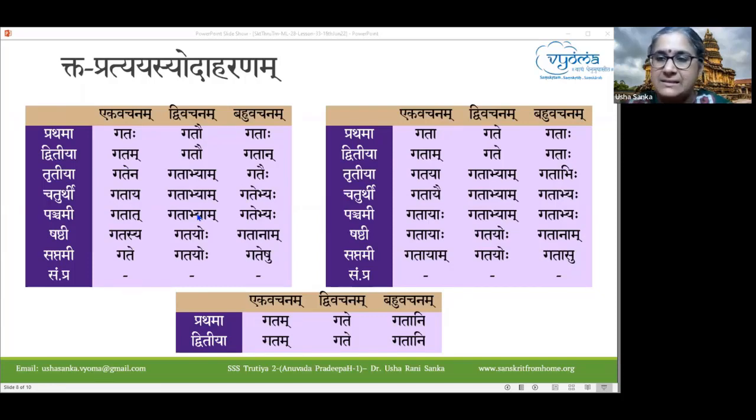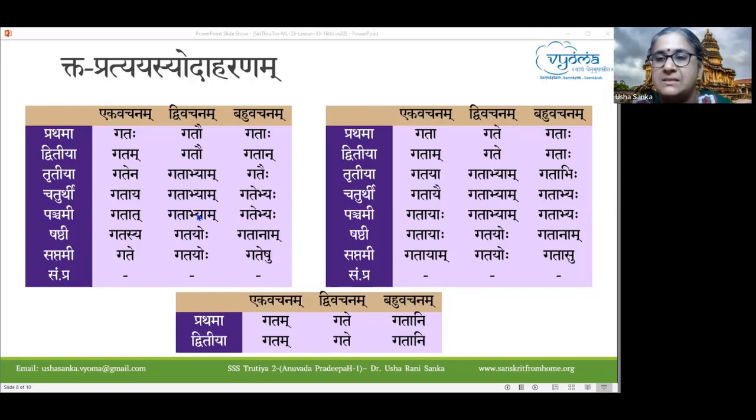Gatena Ramena Saha Agachat Lakshmanaha. So Rama went and along with him Lakshmana also went. Gataya Ramaya Kupyati. Somebody like Kaikeyi is angry at the Rama who went; she wants to make sure he doesn't come back or something. That's one example. Then Gatat Ramat Nirgachati Sumantra. When Sumantra went there, he just dropped him and came back. He is coming back from Rama who went away. Like that the meaning comes out.